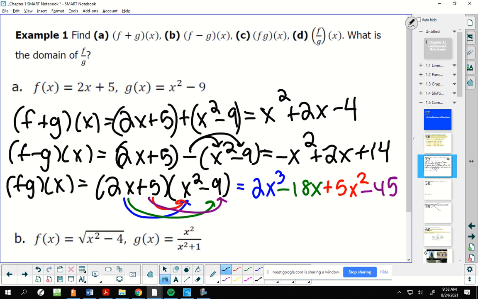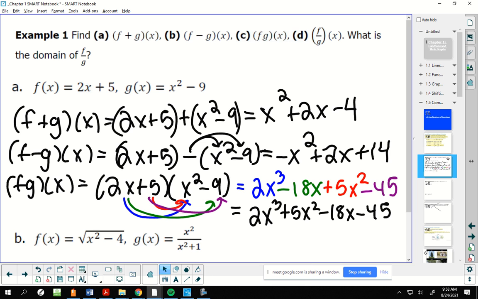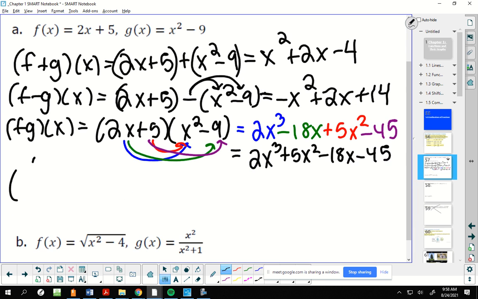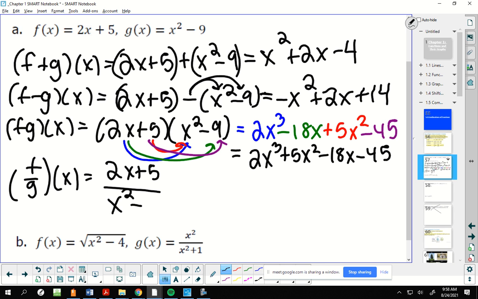So let's just simplify this. 2x cubed. Let's put our x squared term next, so plus 5x squared minus 18x minus 45. So we didn't simplify anything, we just wrote our terms in descending order. And then f divided by g. So f is 2x plus 5 divided by x squared minus 9.